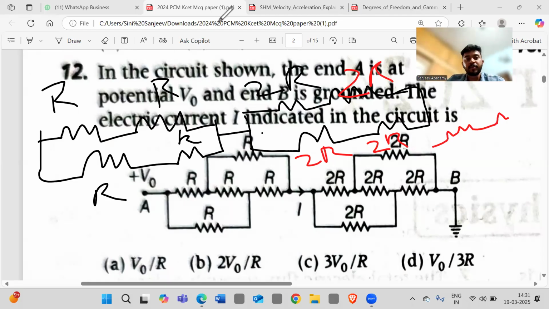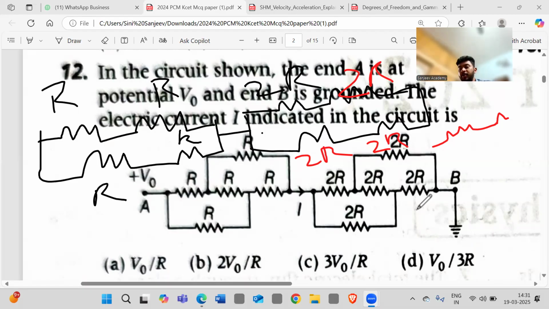I think I'm getting some option. Option C. Let me check the option. Yeah, I think I got one correct answer. Yeah, Charan correct. Pranav correct. Everyone understood the circuit, right? How to solve it?